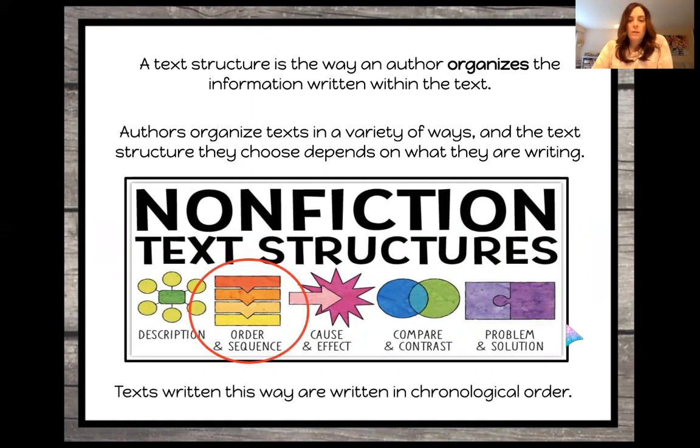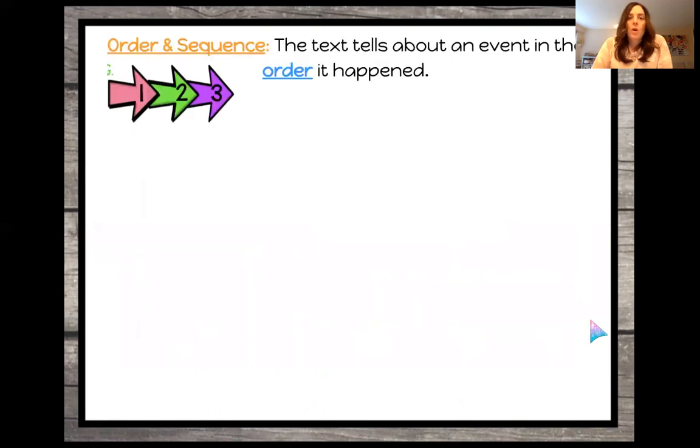Texts that are written this way are written in chronological order. In a text that's in an order and sequence format, the events are put in the order that they happened, or chronological order. The transition words that you normally see in an order and sequence text are before, first, next, then, last, and after. So let's look at an example of a little story that shows how these transition words are used to show chronological order.